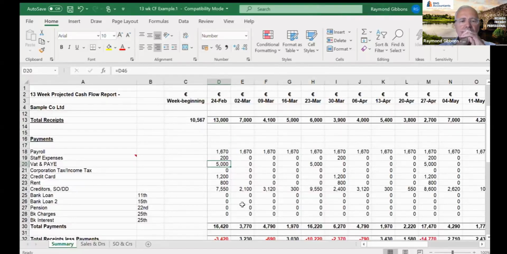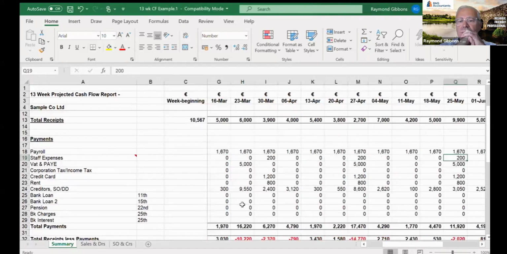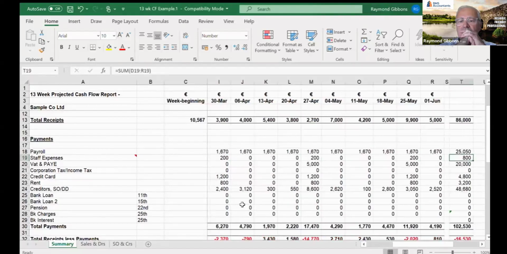Equally, sample company pays subsistence, or travel and subsistence, to staff members on a monthly basis. And it's €200 a month. And I've already entered those amounts here. You can see them going in for the last week of every month. And the total for the cash flow is €800.